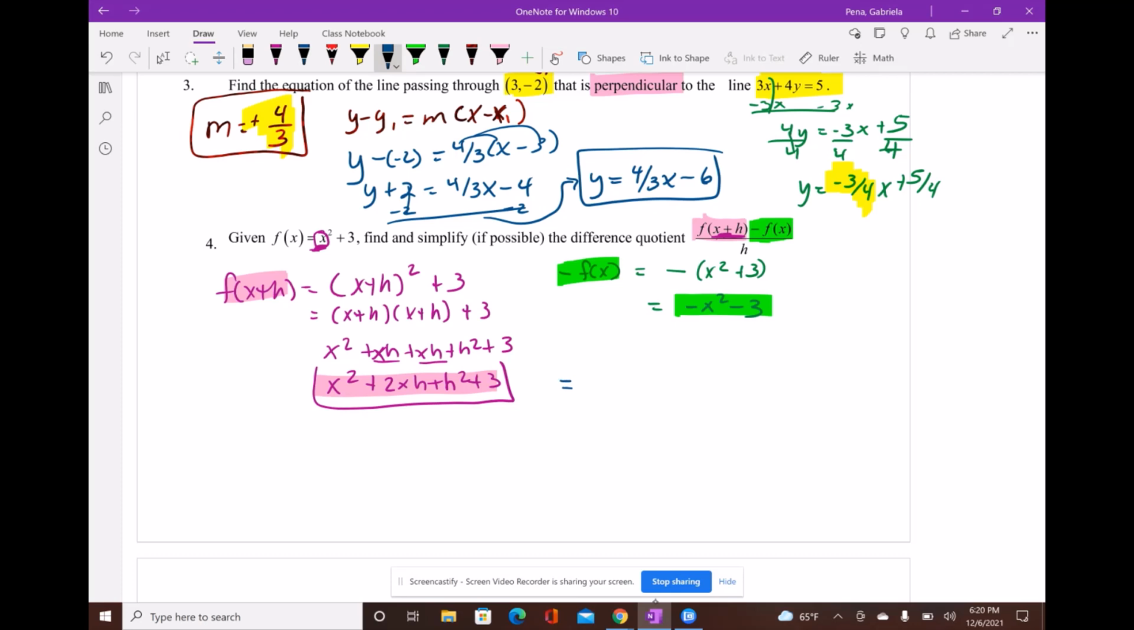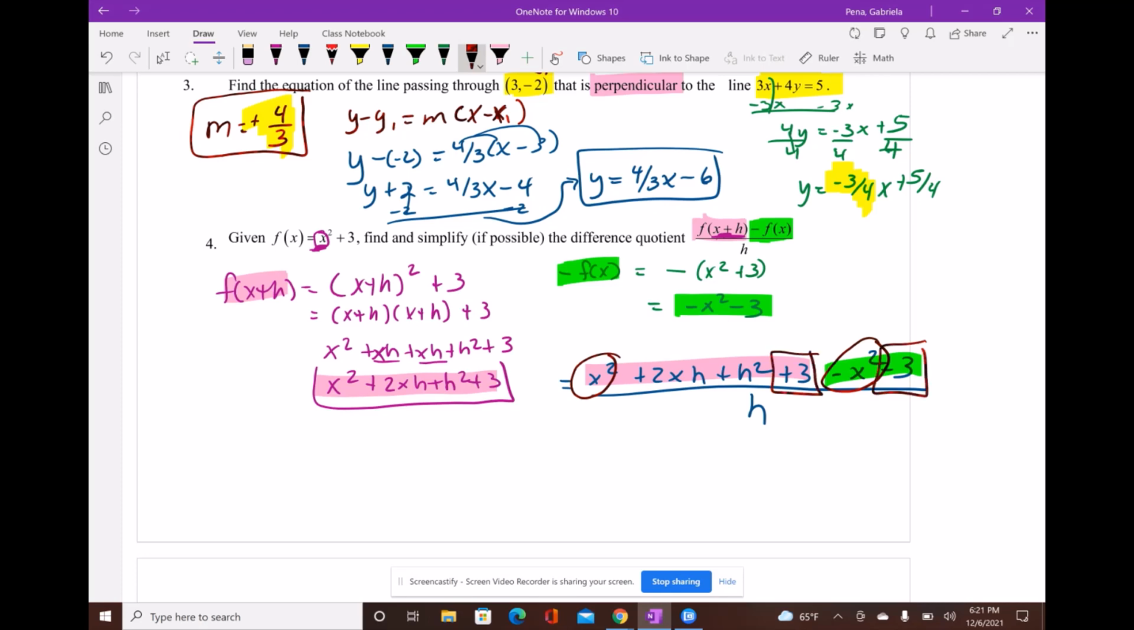So this becomes x squared plus 2xh plus h squared plus 3 minus x squared minus 3, all of it divided by h. This part, I just wrote it all together from the other two parts. When I look at this, I should be able to see, hey, there's an x squared, there's a negative x squared. Cancels. There's a positive 3, there's a negative 3. So what do we have left over? 2xh plus h squared divided by h.